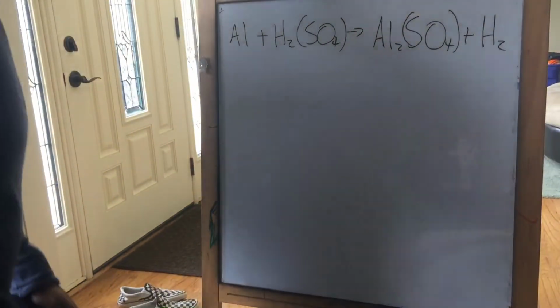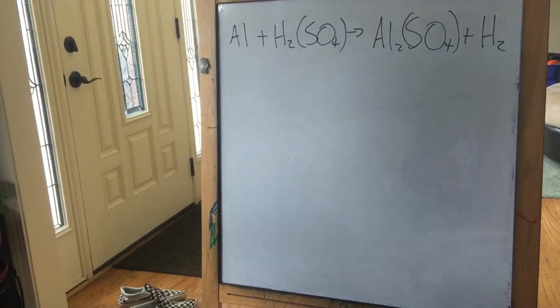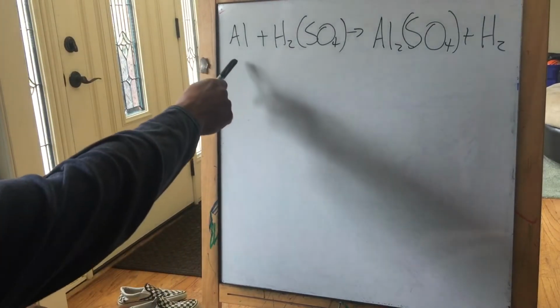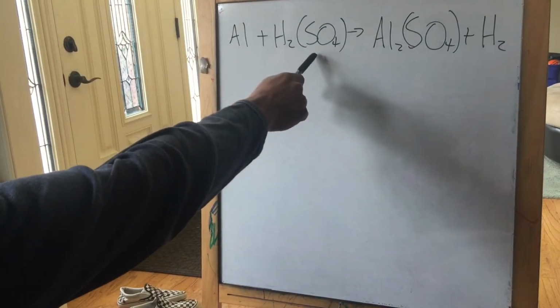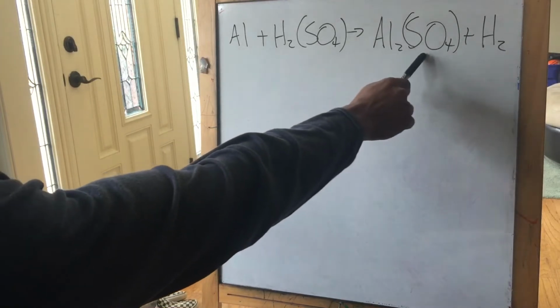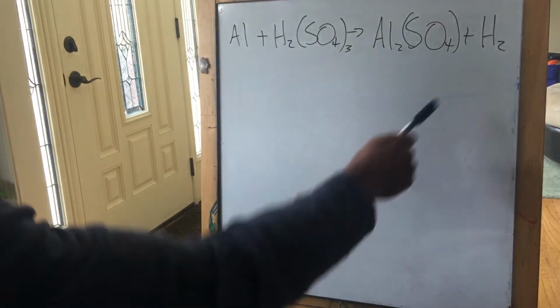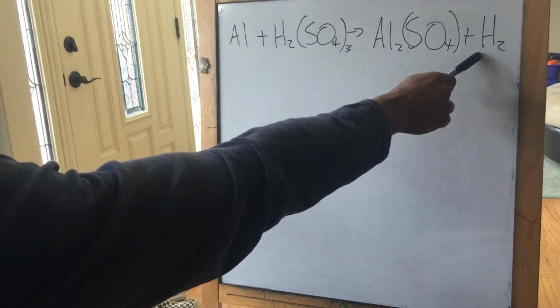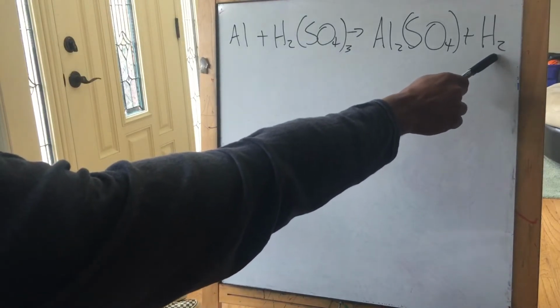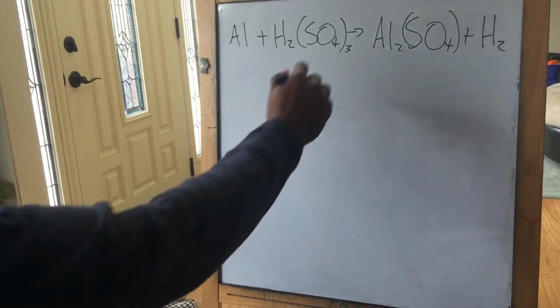All right, a couple of you guys have emailed me asking questions about how to go from moles to moles or from moles to mass. So here we have an equation: aluminum plus hydrogen sulfate yields aluminum sulfate plus hydrogen. Remember, hydrogen with a little 2 beside it means that it's a diatomic molecule.